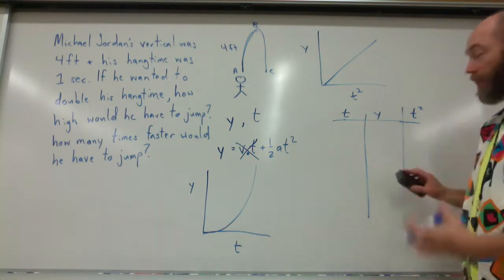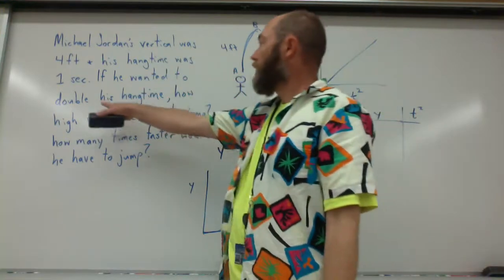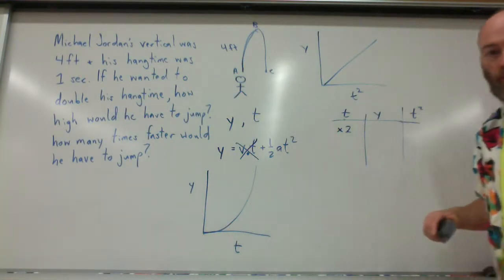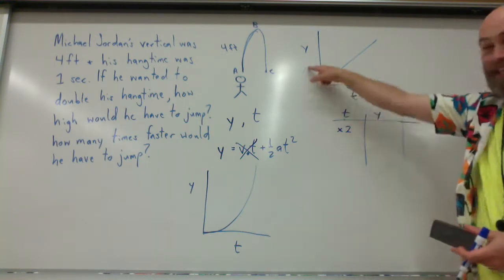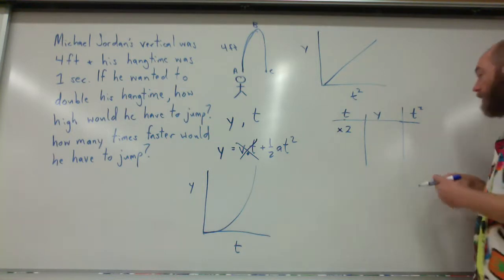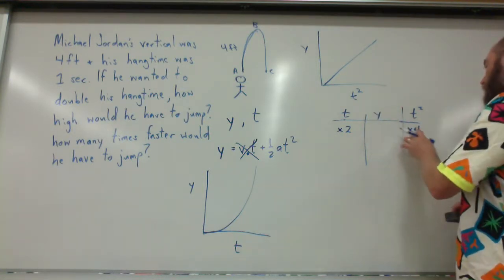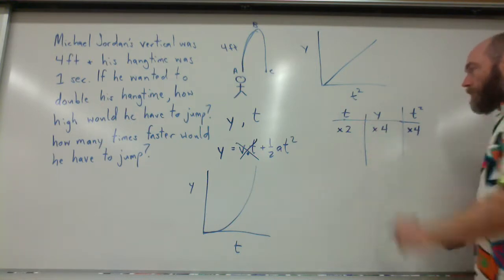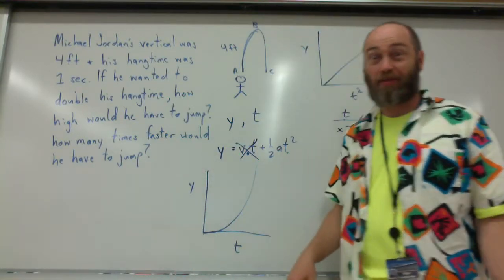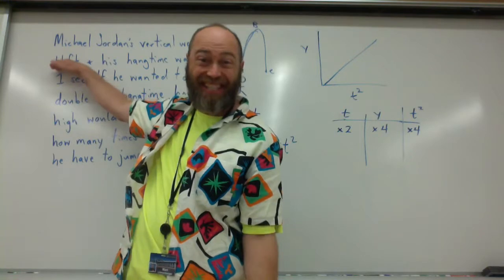So if we think about it this way, what is actually happening at the beginning? I'm doubling his hang time. So this is times 2. Well, remember, if I wanted to linearize it, I would have to do t squared. You'd have to make this other column. So this would be times 4. So this is proportional to this, so that would also be times 4. So if he wanted to double his hang time, this would be insane. He would have to jump 16 feet in the air.